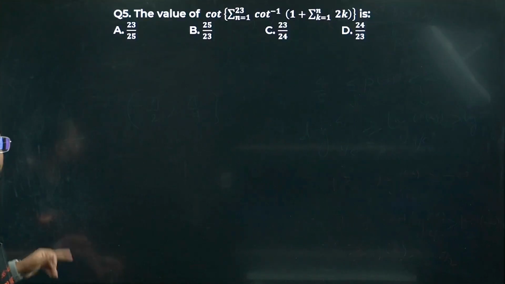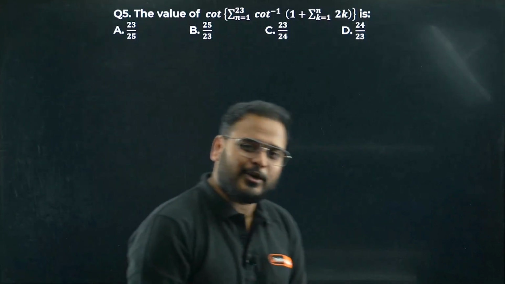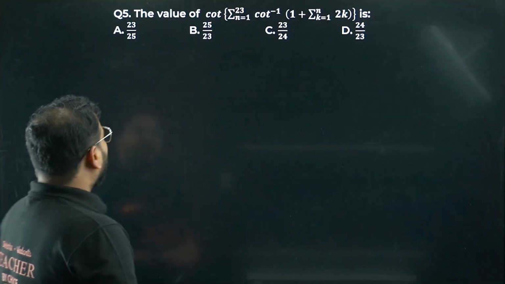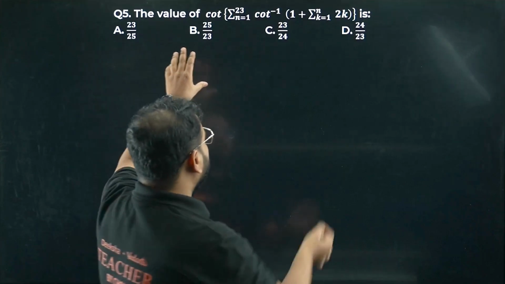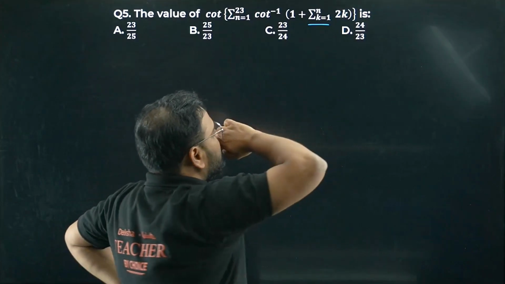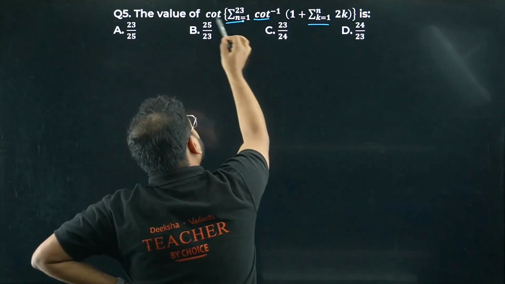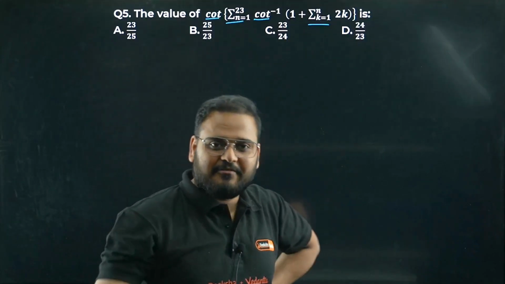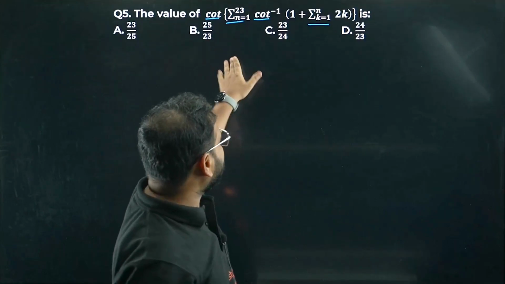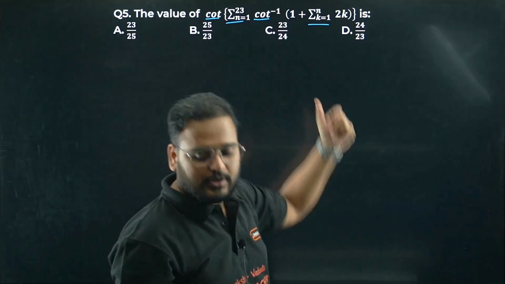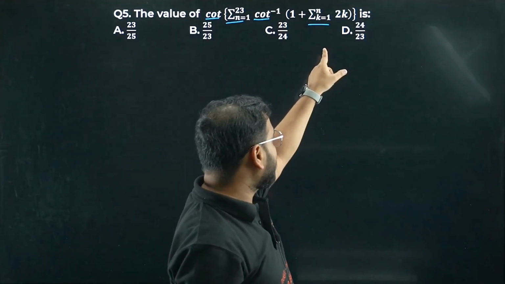This is all clear. Let me know if you have a doubt in this question number 4 in the comment section. Okay. Value of cot of this operation here. First we have summation. Then we have cot inverse. Then we have summation. Then we have cot. Very good question. So cot, summation, cot inverse, then again summation. So we'll start from where? Again from the inside. Okay, from here.